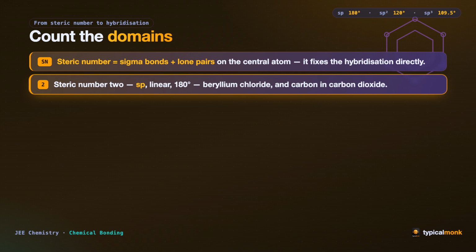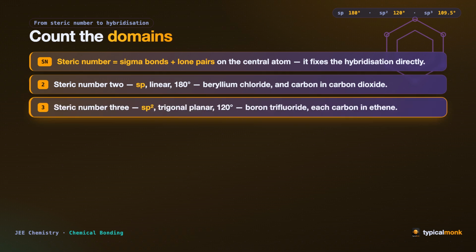Steric number 2 gives sp hybridization. Linear, 180 degrees. Think beryllium chloride or the carbon in carbon dioxide. Steric number 3 gives sp², trigonal planar, 120 degrees. Think boron trifluoride or each carbon in ethene.